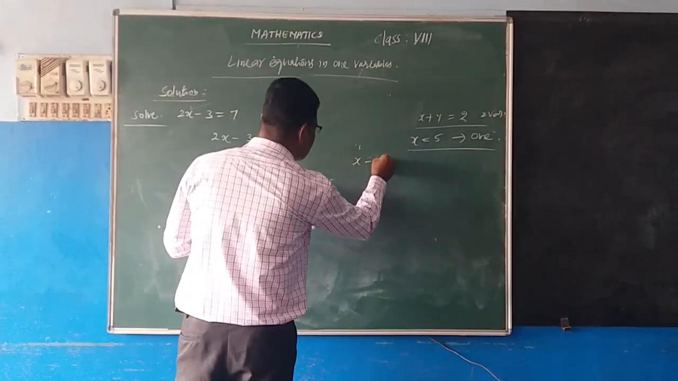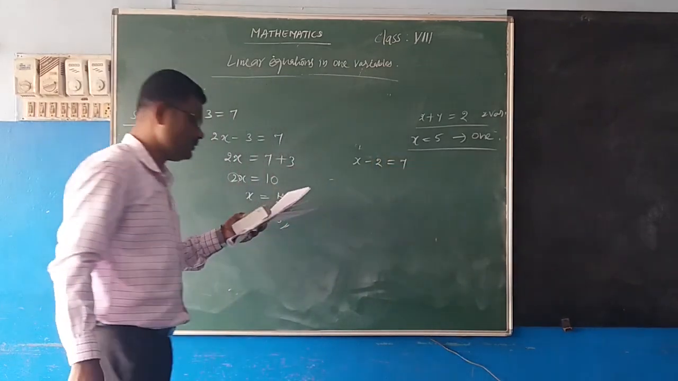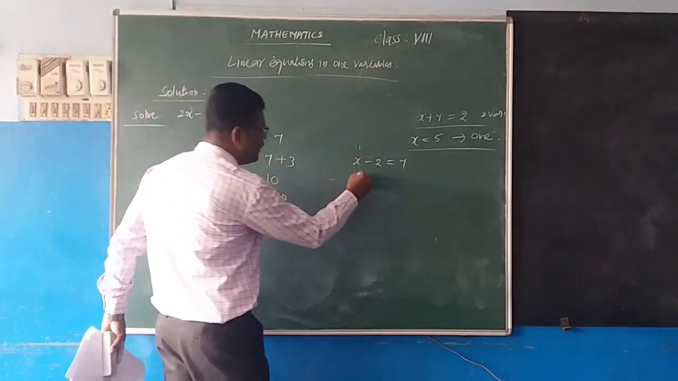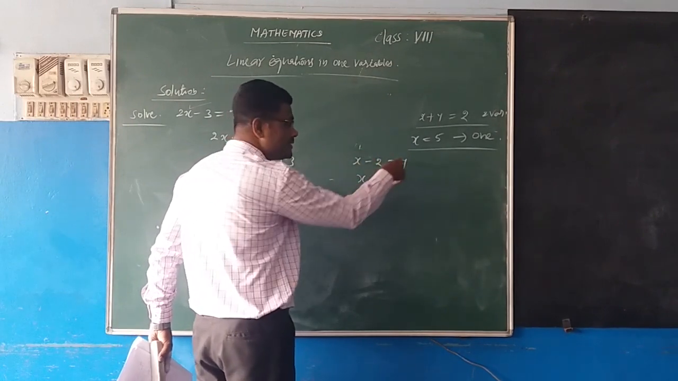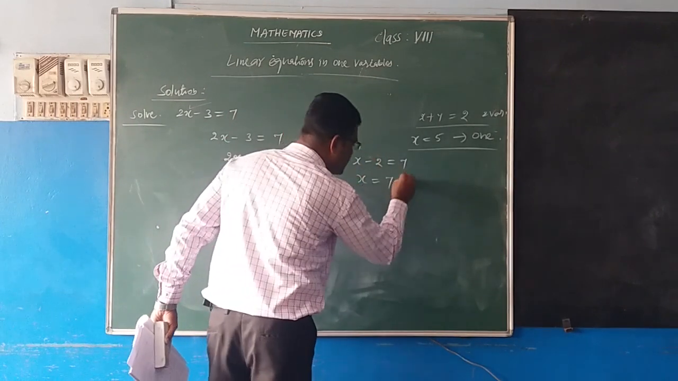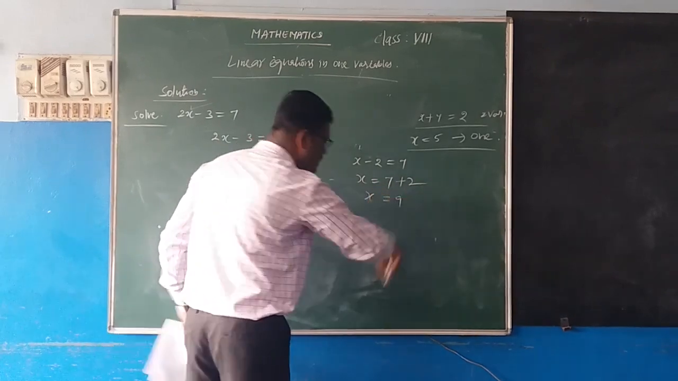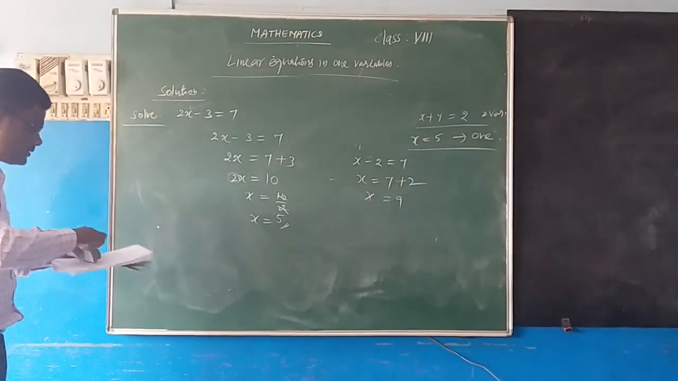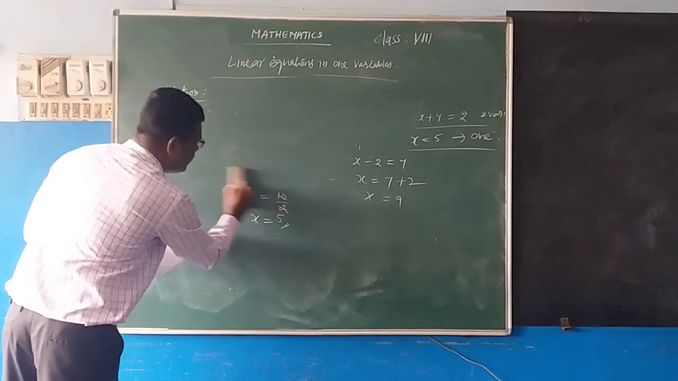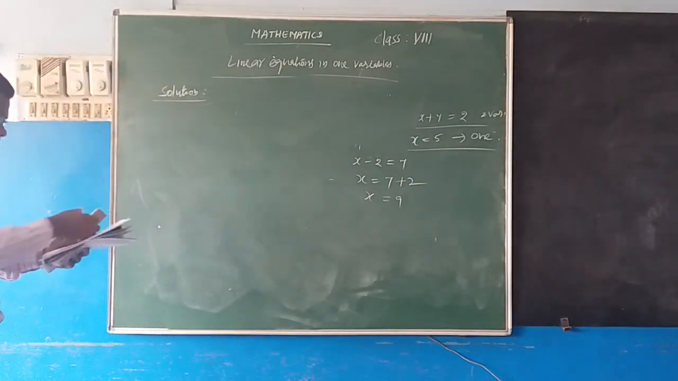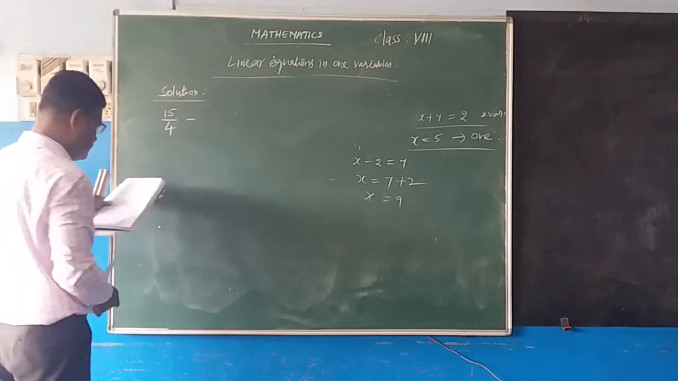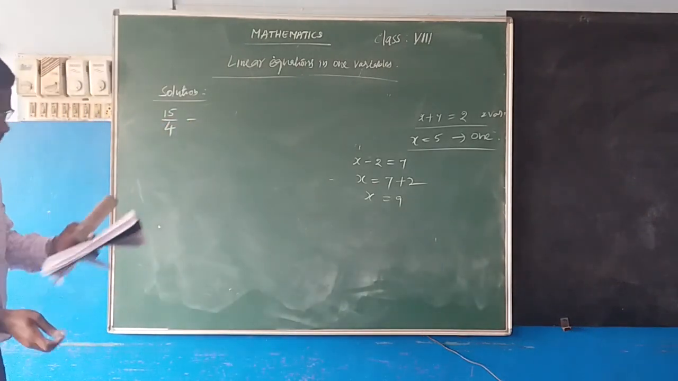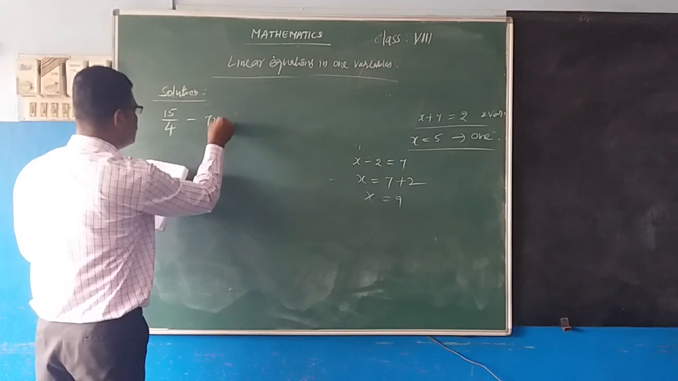For example, x minus 2 is equal to 7. How can we find x? We need to find the value of x. Keep x as it is, equals sign as it is, 7 as it is, minus 2 to the other side becomes plus 2. So x is equal to how much? 9. The third one, I think you feel this problem is difficult, no problem. 15 by 4 minus 7x is equal to 9.